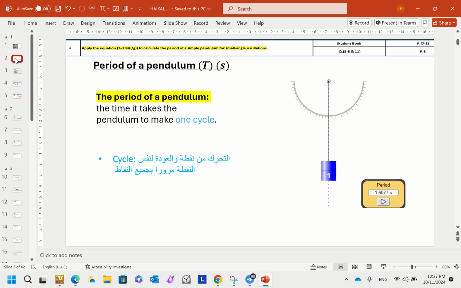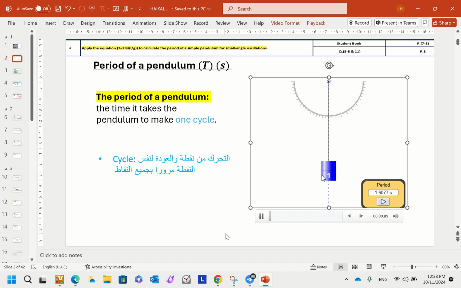Let's start with objective 1. Apply the equation T equals 2 pi square root of L over g to calculate the period of a simple pendulum for small angular oscillations. Now the period of a pendulum, T, is measured in seconds, and it is the time it takes the pendulum to make a complete cycle.